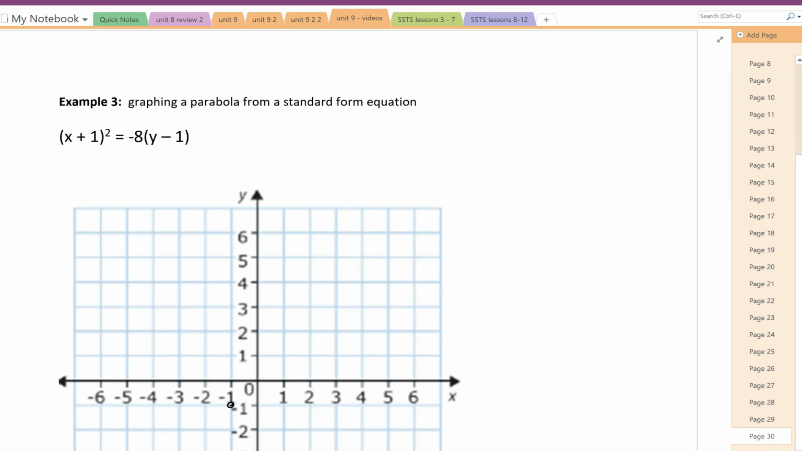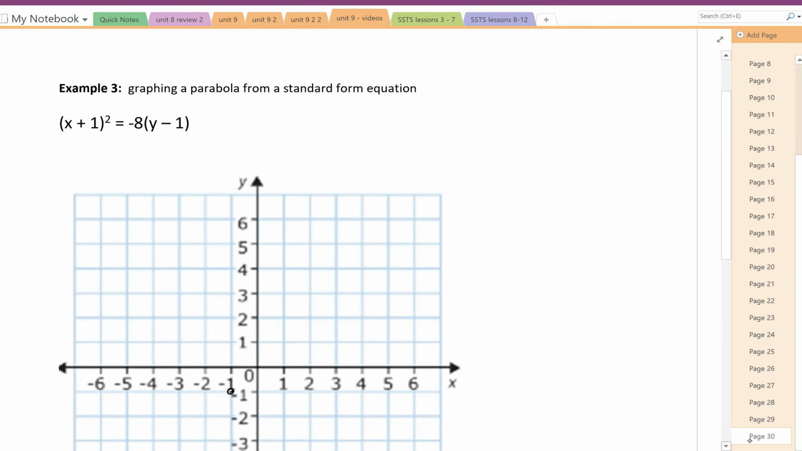Now I'm going to try to graph a parabola from standard form. And so I'm looking at this equation right here, and I'm trying to figure out these 3 things. What's h, what's k, and what's p? All right, here's how I do it. I'm going to start with h.